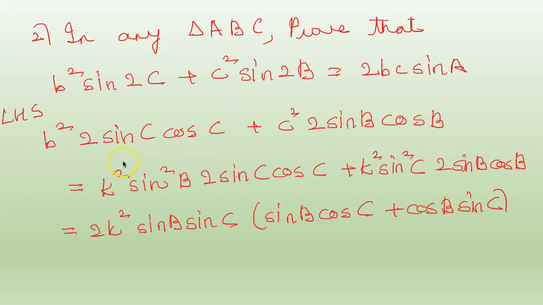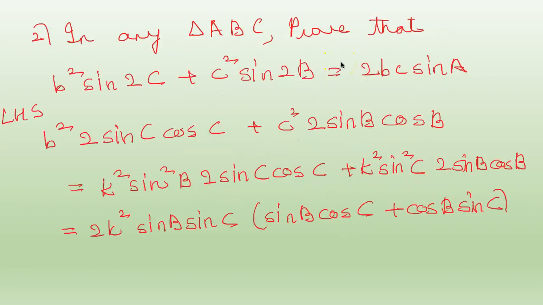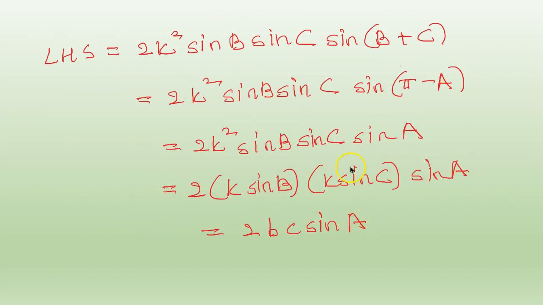So we can write b squared as k squared sin squared B, times 2 sin C cos C. c squared we can write as k squared sin squared C, times 2 sin B cos B. Taking out 2k squared sin B sin C, we get sin B cos C plus cos B sin C. So we get 2k squared sin B sin C times sin B cos C plus cos B sin C, and sin B cos C plus cos B sin C is sin of B plus C.